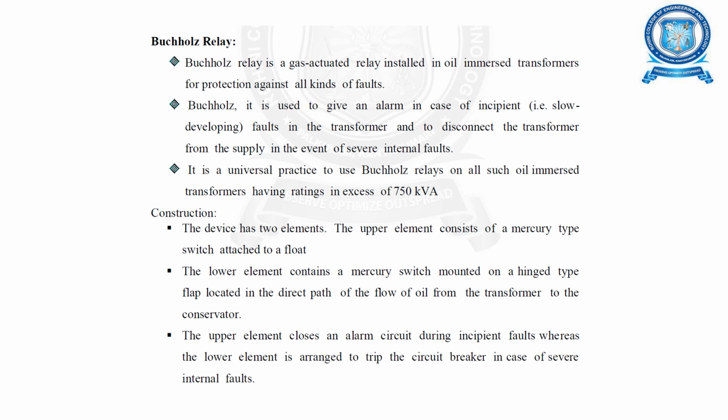The upper element consists of a mercury type switch attached to a float. The lower element contains a mercury switch mounted on a hinge type flap located in the direct path of flow of oil from the transformer. The upper element closes an alarm circuit during incipient faults, whereas the lower element is arranged to trip the circuit breaker in case of severe internal faults.